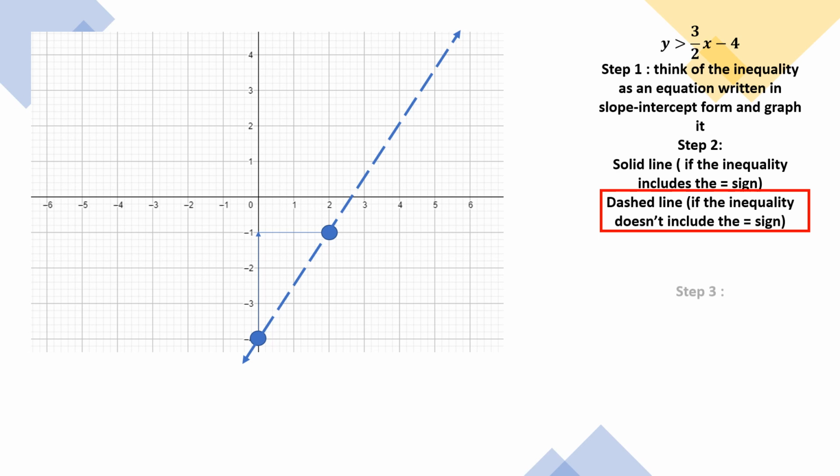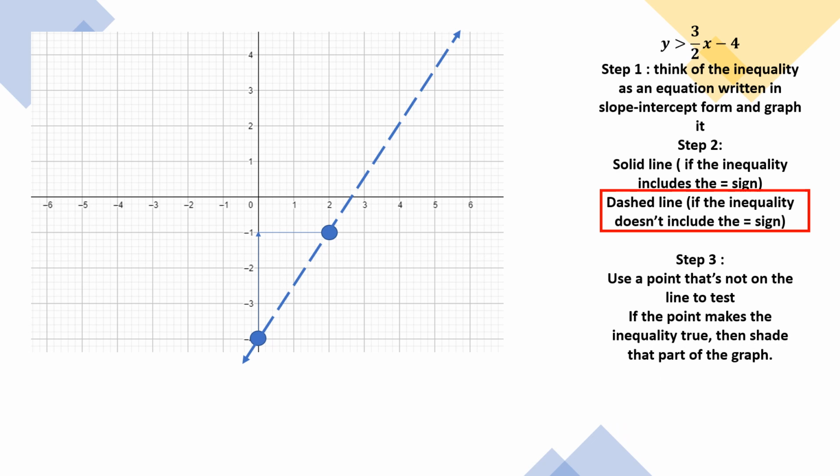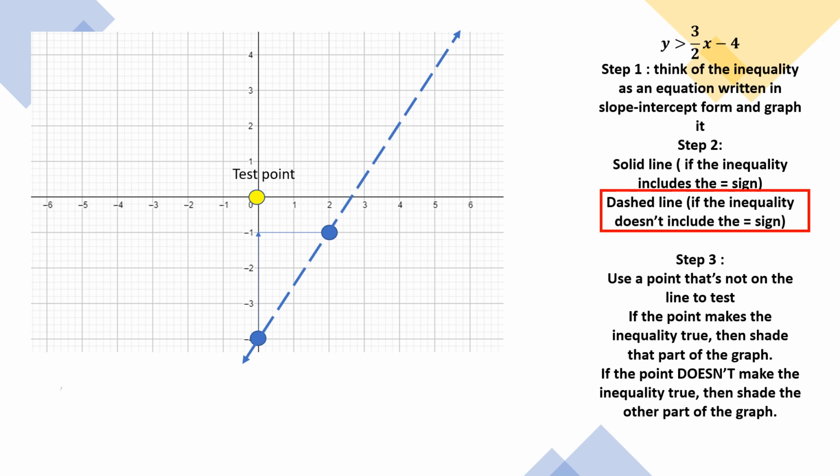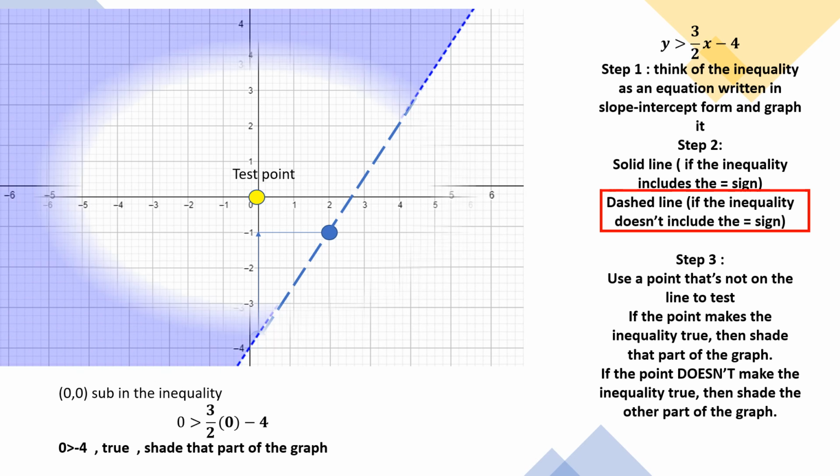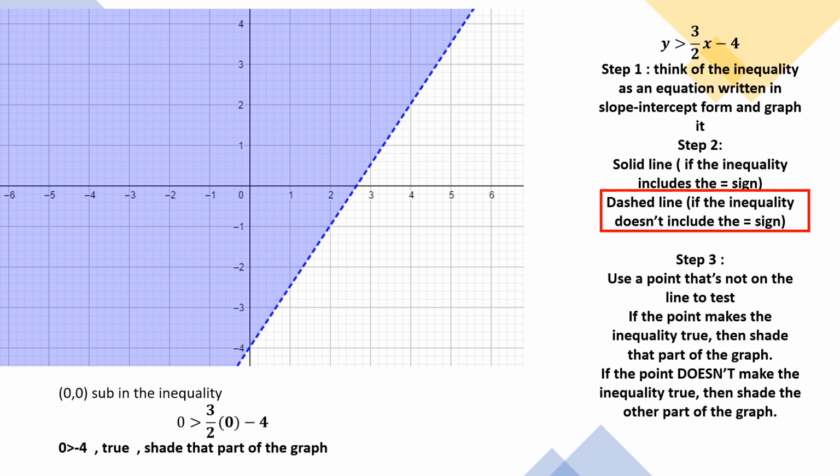Once you get the boundary, take the test point, put 0, 0. If it is true, then shade that part of the region. So for us, it was true. So I'm going to shade this region which contains 0, 0. So this is our final answer. I hope you understood how you graph the inequality in today's session.